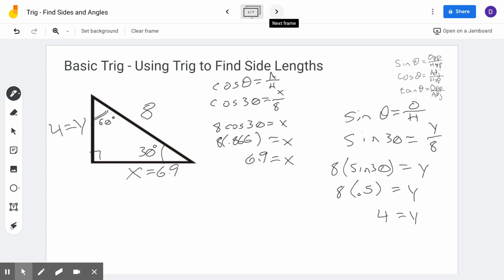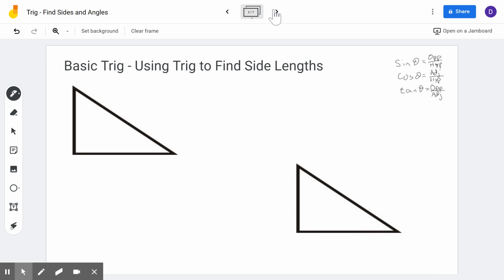So now I'm going to give you 2 problems. We're going to make this a 40-degree angle, and here's your right angle. And let's make this a 2, and I want you to solve for the hypotenuse, okay?